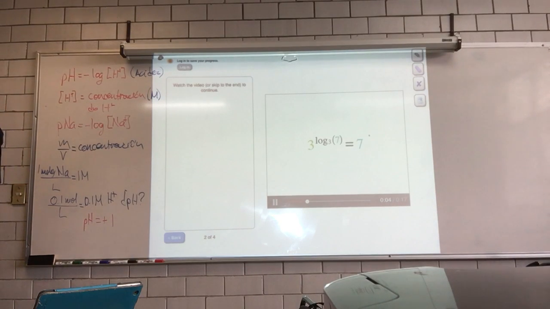Is it a coincidence that 7 is the same number from the logarithm? It's no coincidence. Let's see why. First off, can you remember another way to write the equation log x base b equals y?